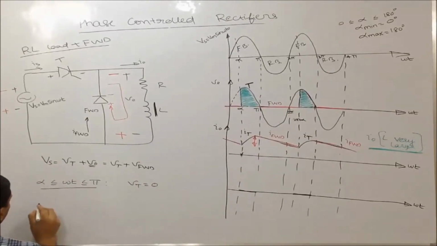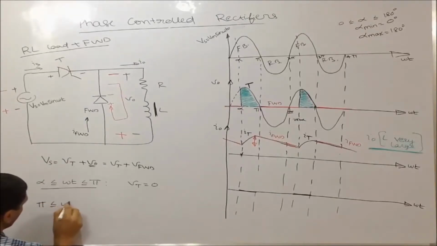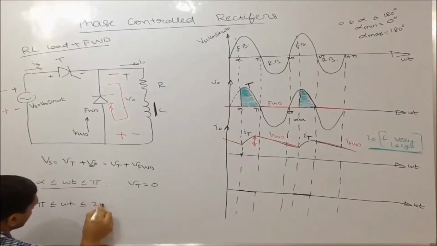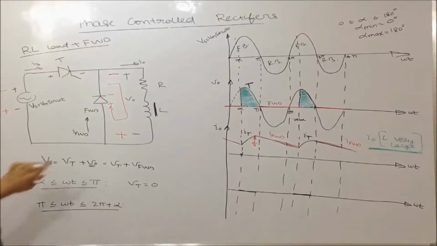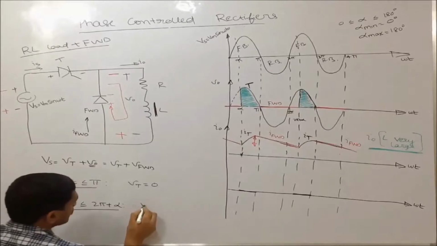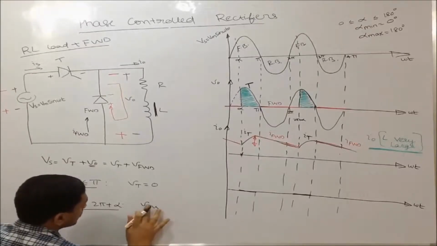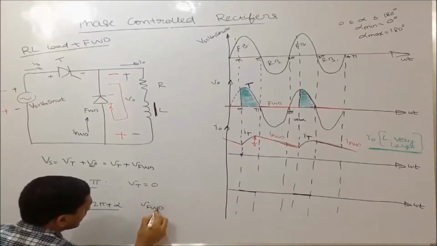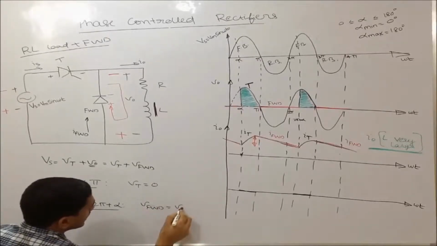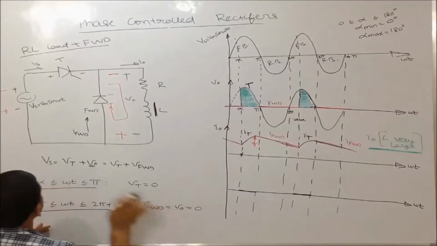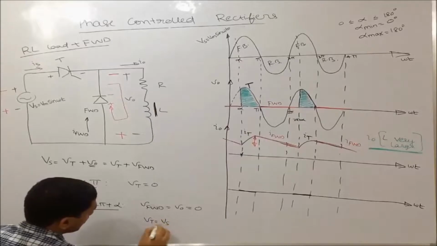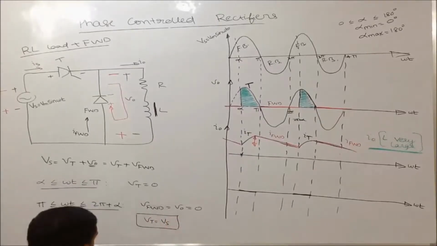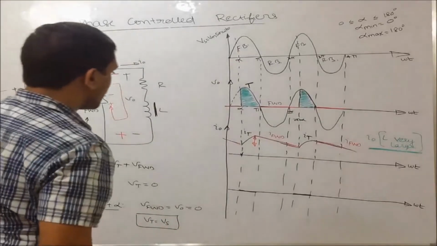So that is over. From pi less than or equal to omega t less than or equal to 2 pi plus alpha, the freewheeling diode conducts. So the voltage across the freewheeling diode is the voltage across the load, that is 0. So if I put V0 equal to 0, I get Vt equal to Vs. So that waveform I have to draw.